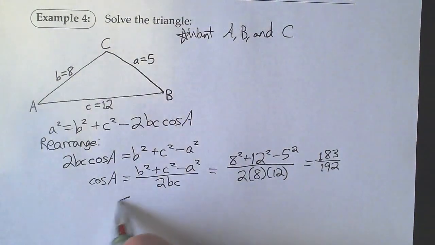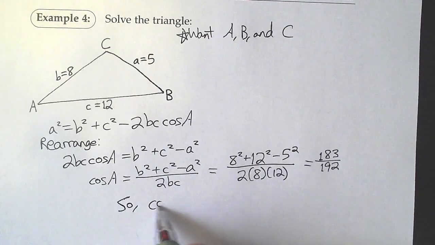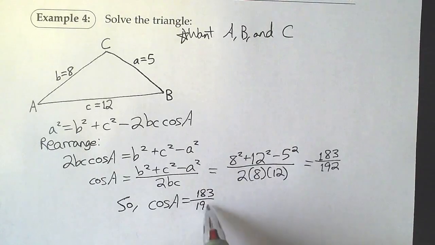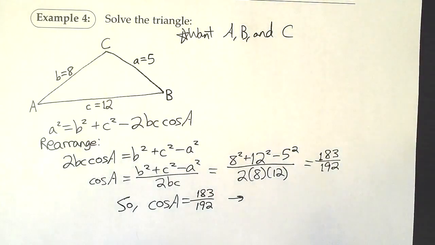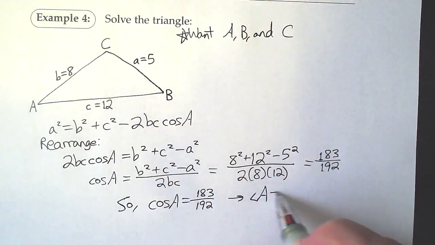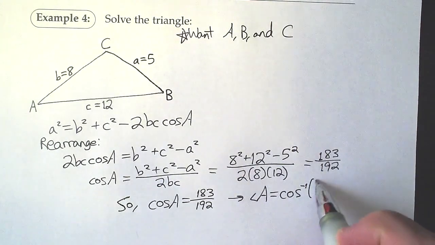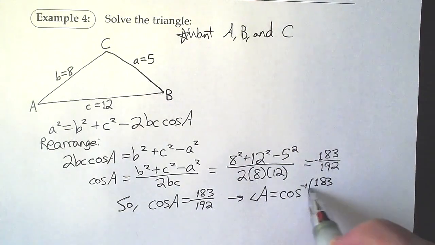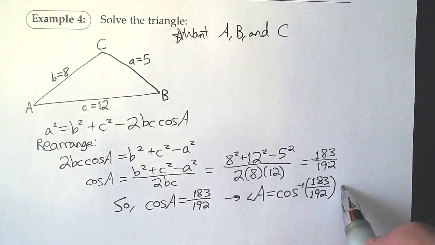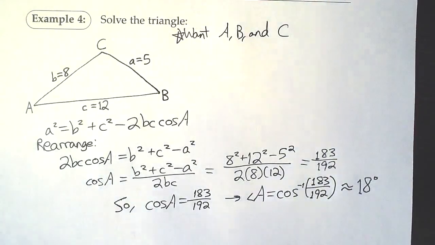But what we're going to say then is that... Here, I'll just copy this to make sure we have it. Okay, I just wanted to copy that. What we can actually say is angle A does equal inverse cosine of that fraction. And I found this with a calculator to be around 18 degrees.